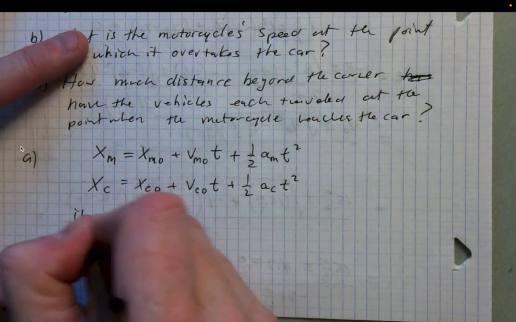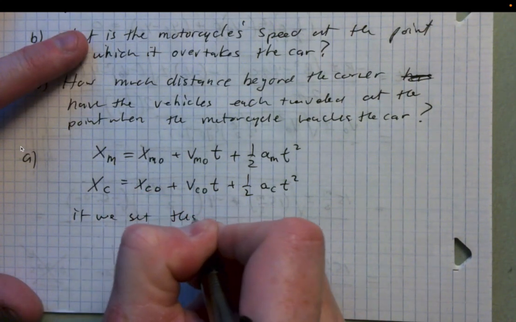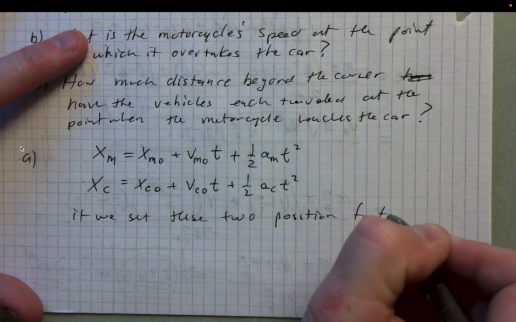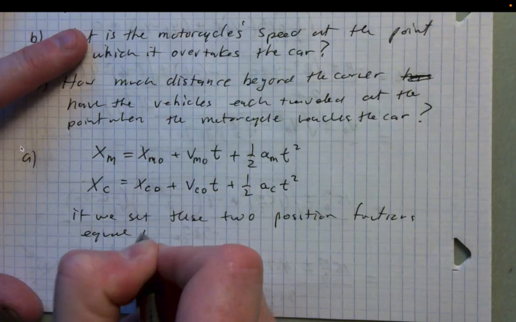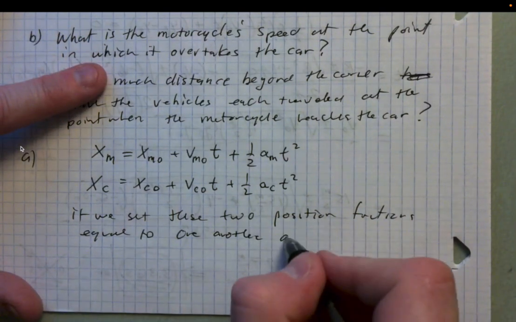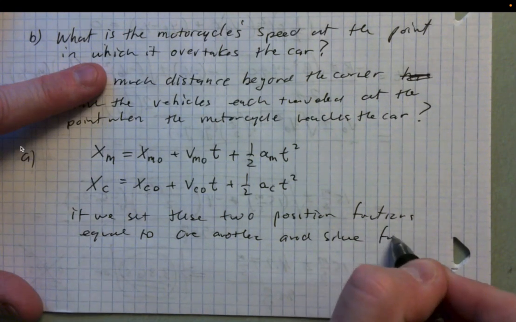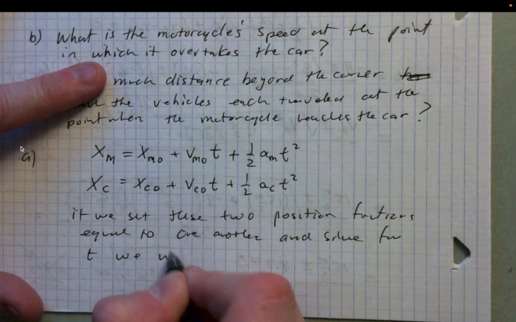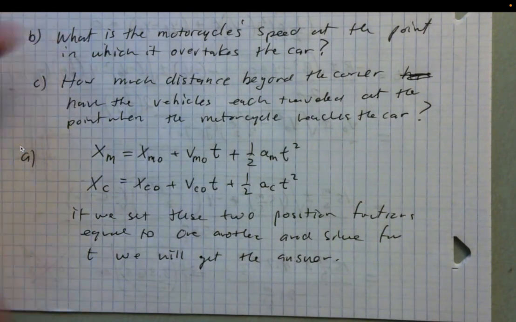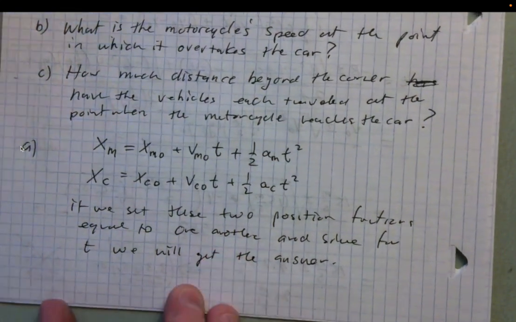And so if we set these two position functions equal to one another and solve for t, we will get the answer, basically. Okay. Now, each of these can be simplified a great deal before we actually start doing the algebra, so let's actually plug in the quantities and see what we are dealing with.